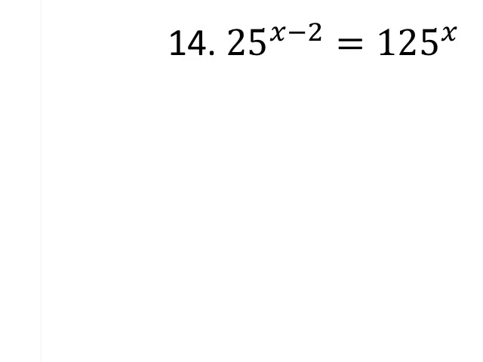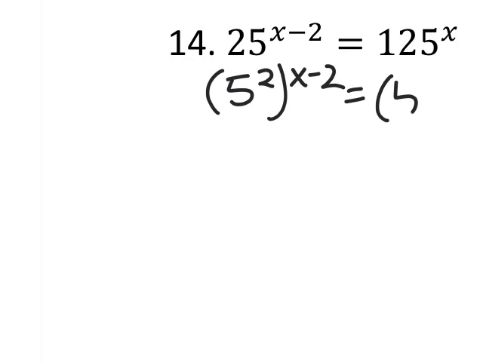Alright, 14 is going to work the same way, but it's going to be important for us to realize that 25 is a perfect square of 5, and 125 is a perfect cube of 5. So rewriting this, we would have 5 squared to the power of x minus 2 equals 5 cubed to the power of x. Now what this allows us to do, and some of you may remember this from the rules of exponents, is to just break this down.